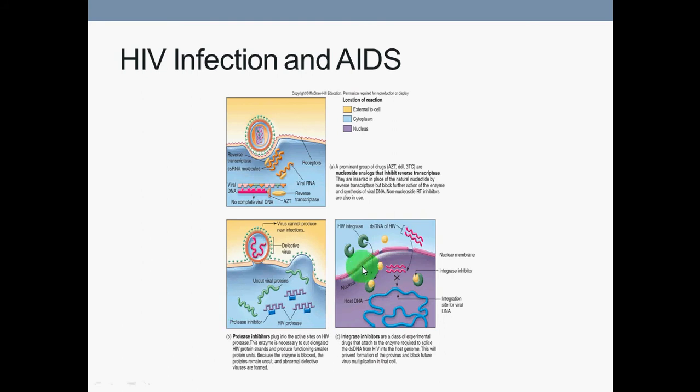The final type are integrase inhibitors, and what they do is they prevent the viral DNA, so that's the RNA that was turned into DNA, they prevent that from integrating into the host DNA. So the viral DNA can't get into your genome.